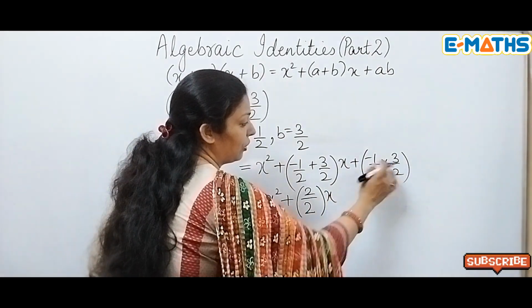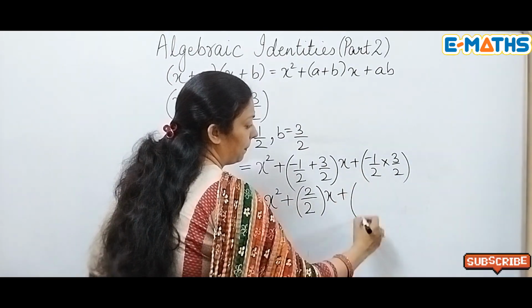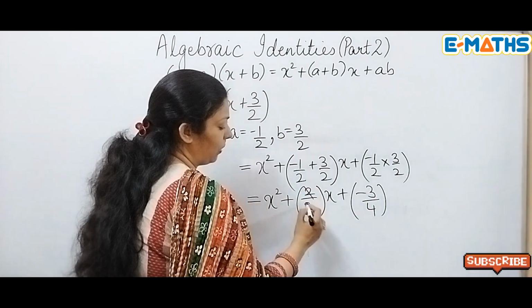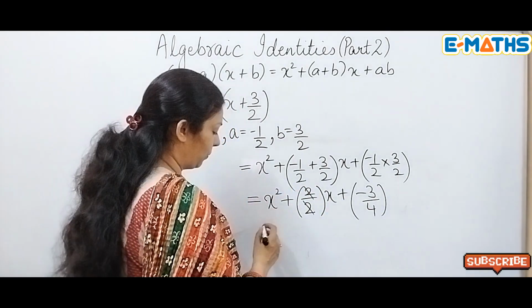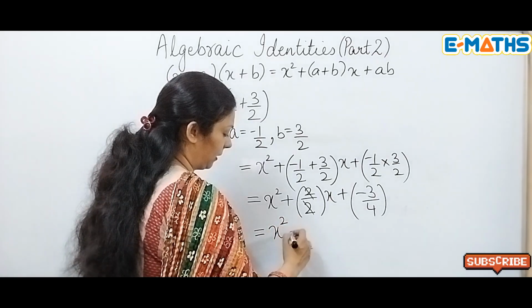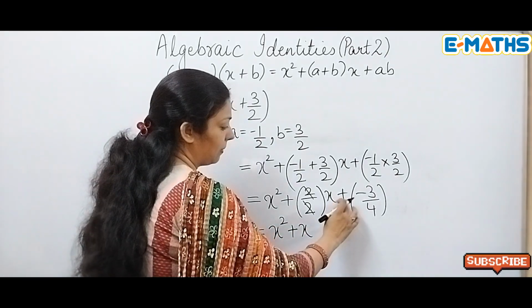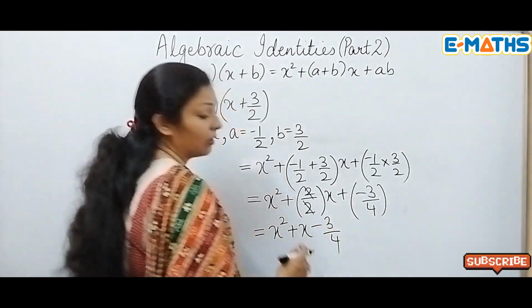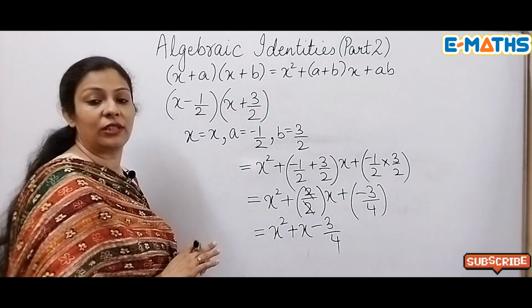x, here when you solve, you will get minus 3 upon 4. Now this 2 and this 2 can get cancelled because the numerator and denominator are the same. So we have the answer as x square plus x, minus 3 by 4. So that's the answer for this question.